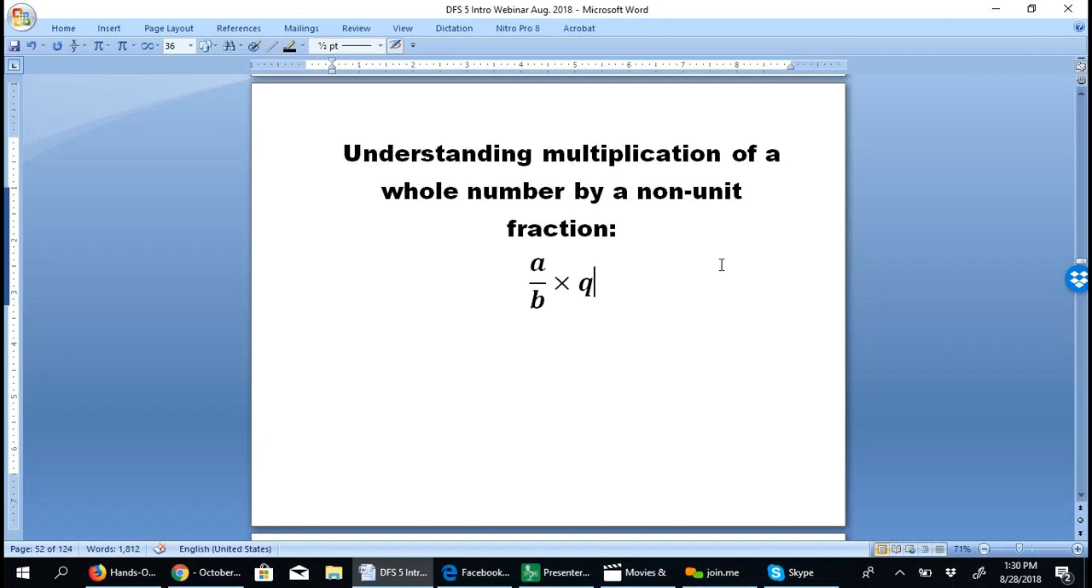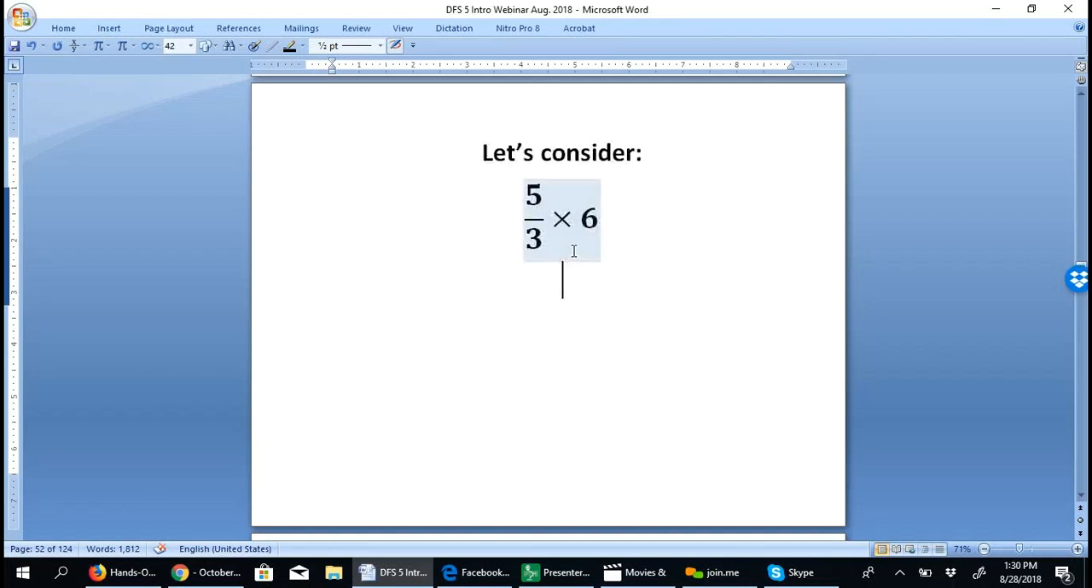Okay, next step. Now we want to find out how we multiply a whole number by a non-unit fraction. The numerator is 2, 3, 4, 5. It's not 1. So let's take 5/3 of 6. We already know that 1/3 of 6 is 2, and we know the 5/3 are 5 copies of a third. So 5/3 of 6 is going to be what? Text chat the answer.